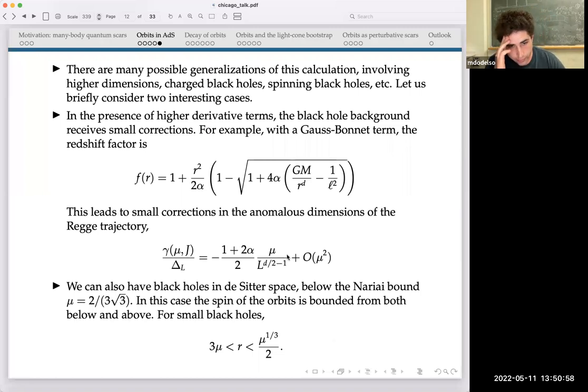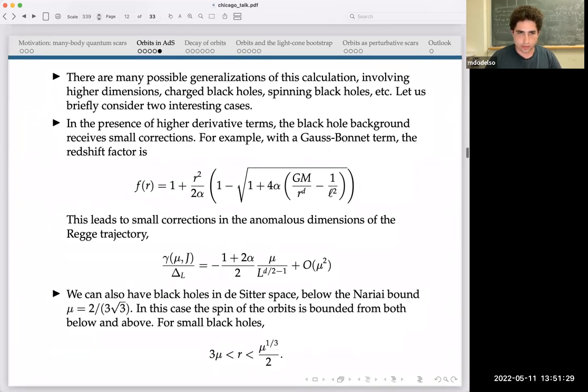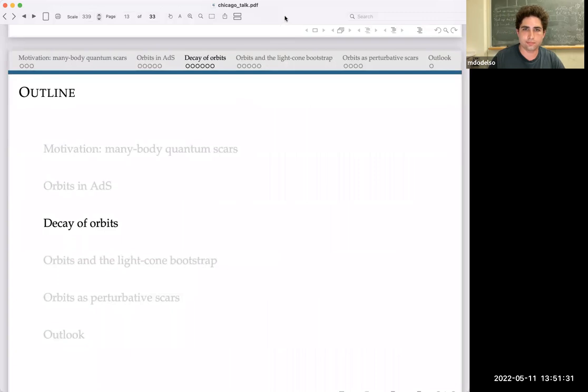Another example would be black holes in de Sitter space. For these black holes, the mass is bounded from above by the Nariai bound, which is just a number. The peculiar thing is that the spin of the orbits in this case is not just bounded from below, it's also bounded from above. For instance, this is for small black holes, and it takes this form. Okay, any questions on the orbits?